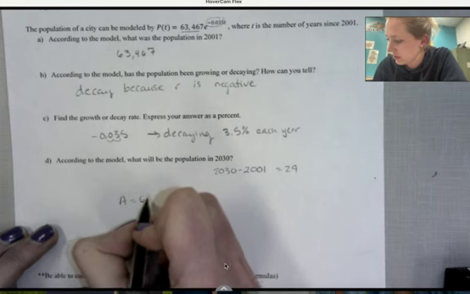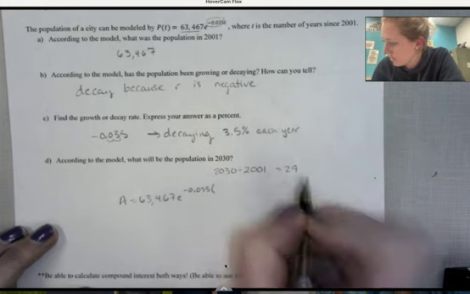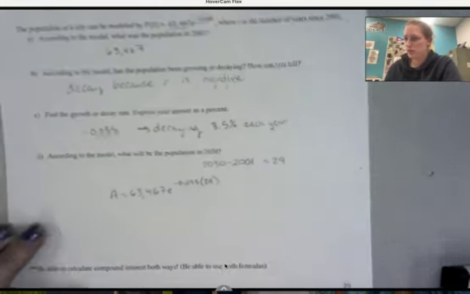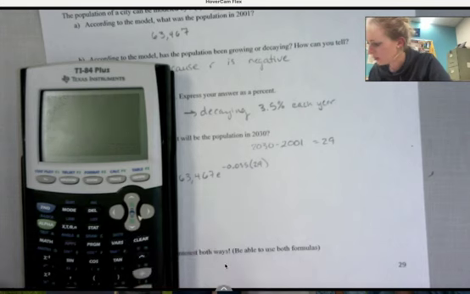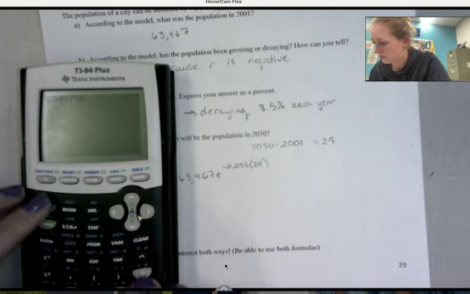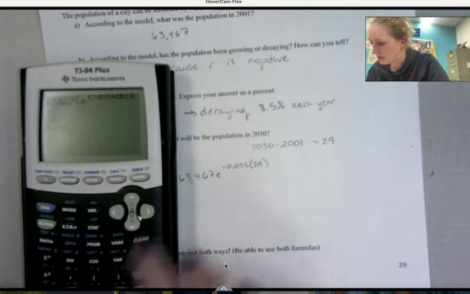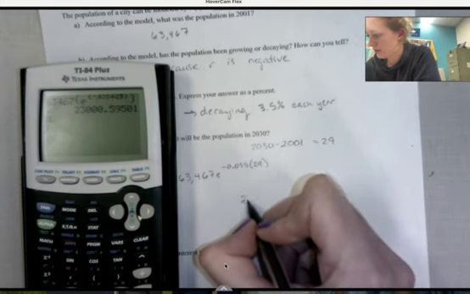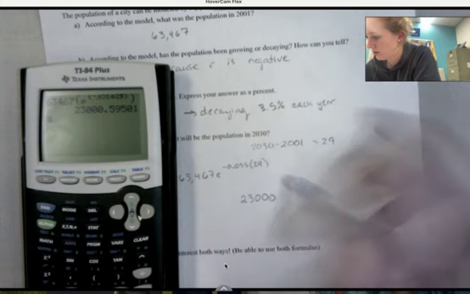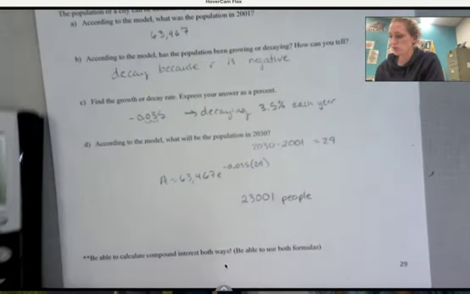So we have A equals 63,467 negative 0.035 and then times 29. And then this I just put in my calculator. All right, let me do this side. It seems to be easier to see over there. Okay, so we have 63,467 times e raised to the negative 0.035 times 29. All right, so this is population, so I'm going to use a whole number here. So 23000. We'll round that up to a 1. All right, that's our last example, guys. This note just says make sure you know those interest formulas.